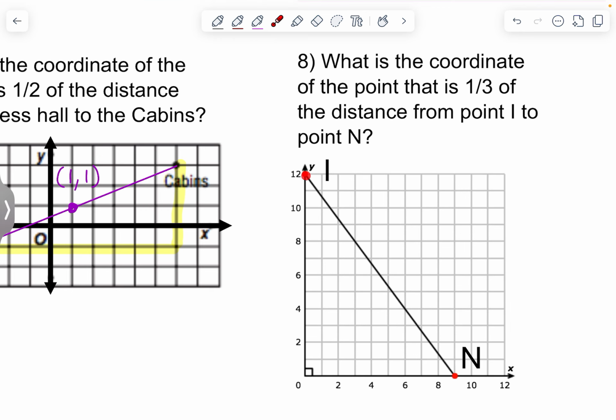So we start at I, and then we go down and to the right to get to N. So let's review our steps. Step 1, total distance. Well, this one's pretty easy. Our total distance here is 12. Our difference in y's is 12. Our difference in x's is 9.